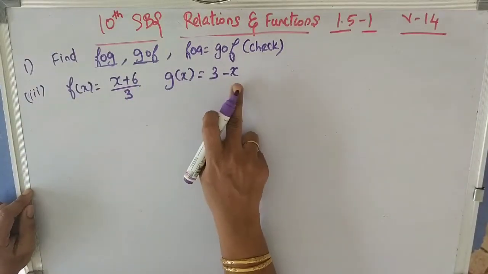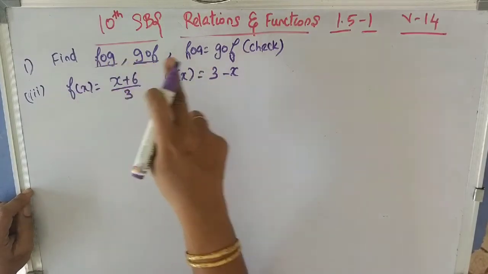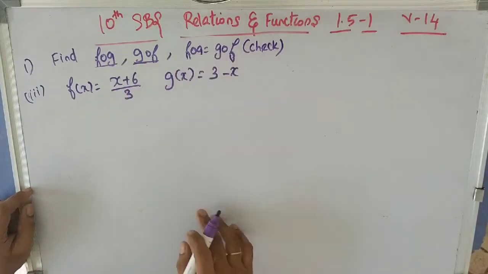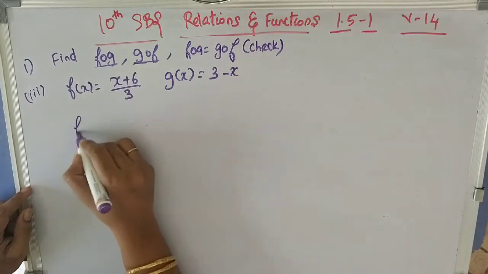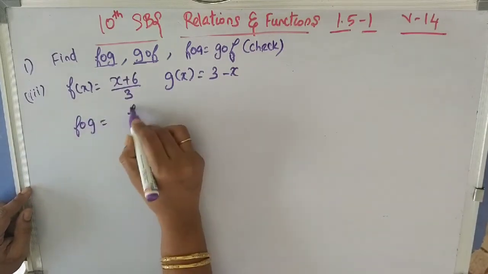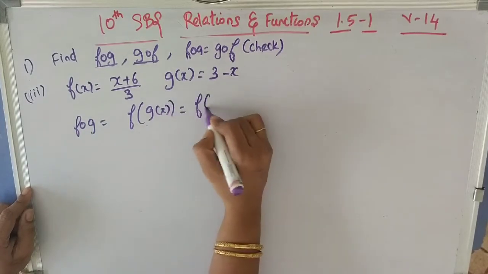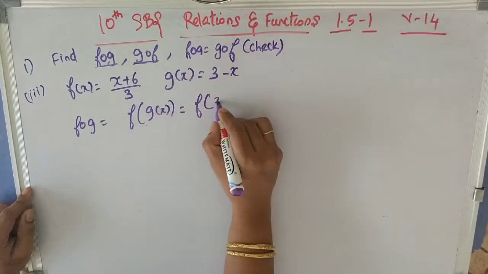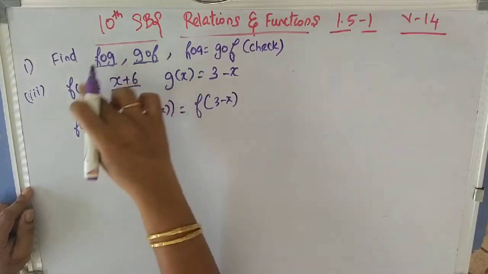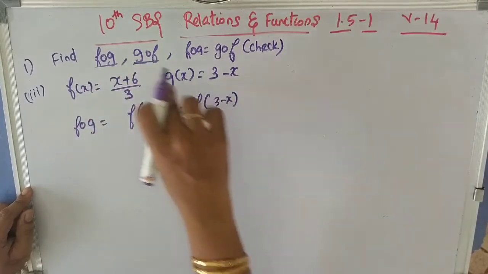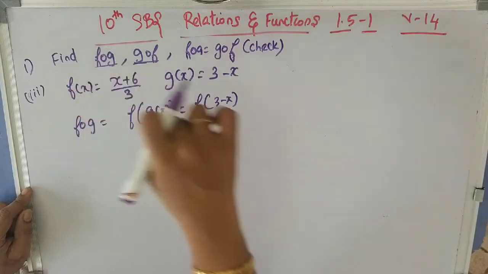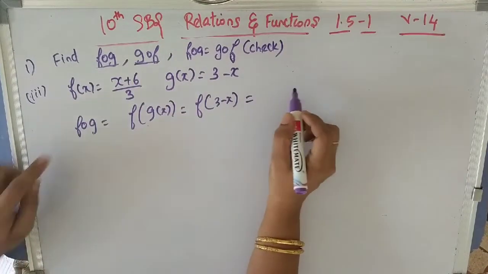Clear? Do you understand? Now let's go to the third question. f of x is equal to x plus 6 by 3. g of x is equal to 3 minus x. So we have to find f dot g. So f dot g is equal to f of g of x. That is f of, what is g of x? 3 minus x. So what is f of 3 minus x? We have to take f of x, and in f of x we have to replace x with 3 minus x.